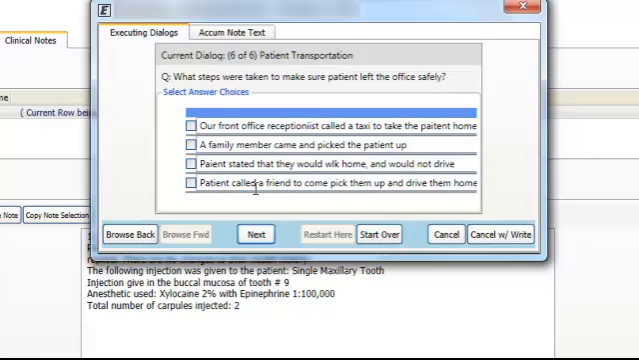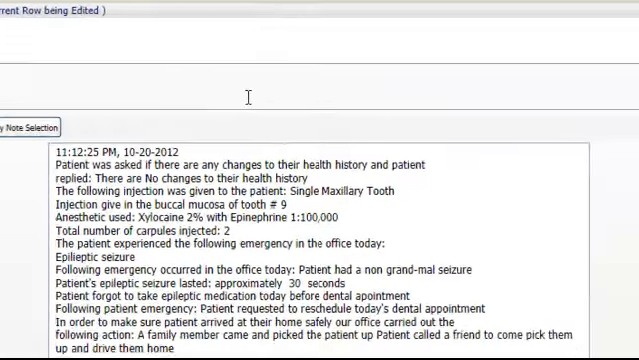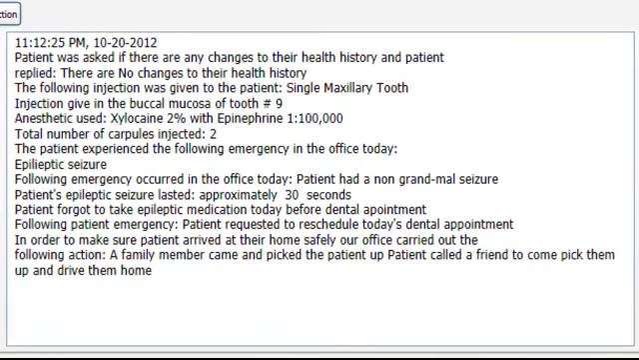Please note that in the end of this note you may also customize what steps were taken by your office to make sure that the patient did not go out to his car and then drive home, since the possibility of another seizure is real and you don't want him hurting himself or another person while he's driving. Therefore, our front office called a family member and the patient asked that we call a friend as well. You can see here's the note outlining exact steps that were taken in the office.